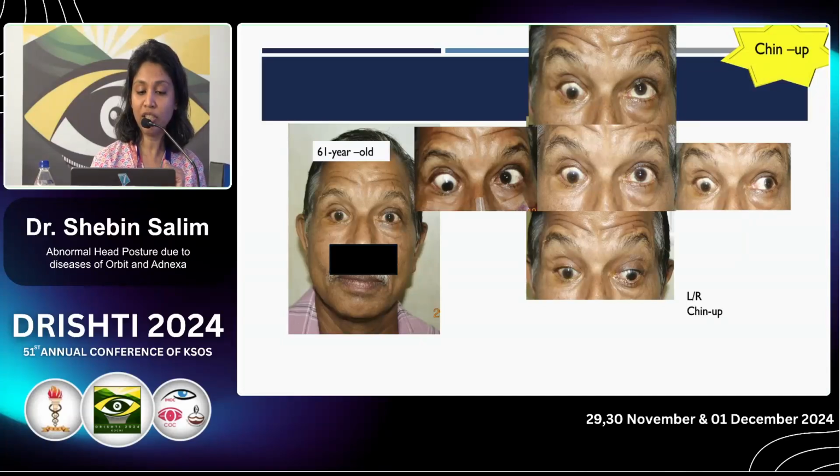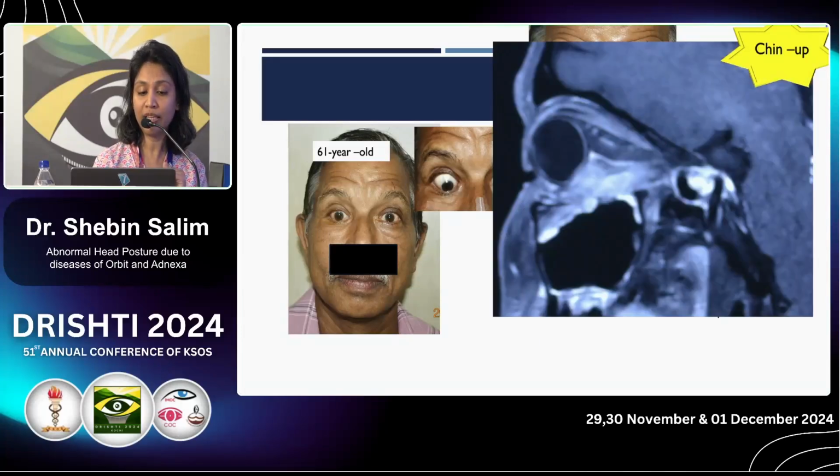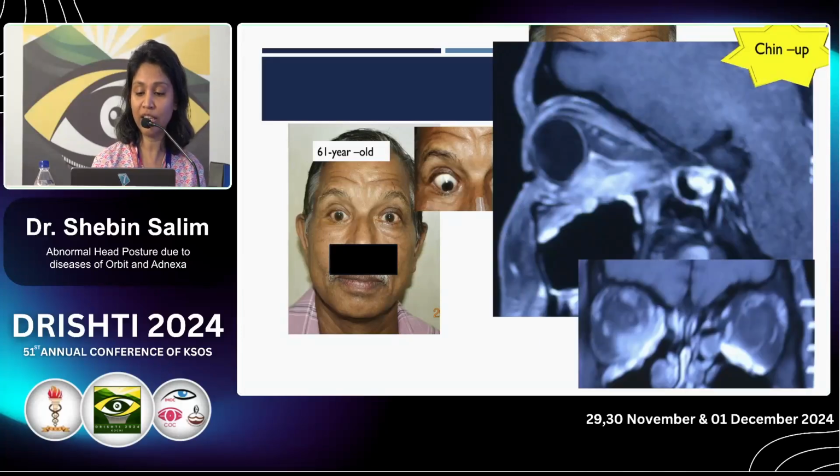So this gentleman had a frozen globe on the right side. He presented with complaints of diplopia. He has a chin-up posture. We can see there is an inflammatory mass on the inferior and medial aspect of the orbit. An incisional biopsy was done. PCR was positive for tuberculosis, treated with ATT. Then he had a recurrence. Again a biopsy was done, which showed only fibrosis, and we still don't know the diagnosis exactly. But his ocular movements did not improve.